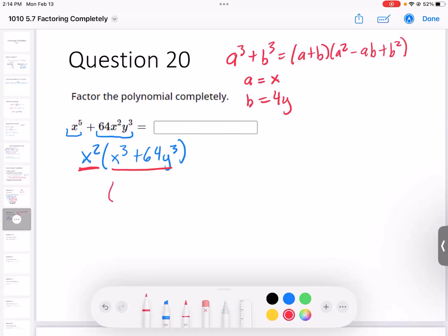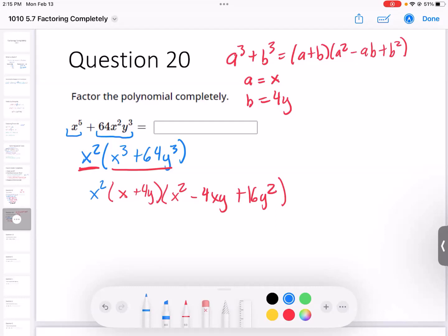And that gives me x plus 4y for this part. And then the a squared will be x squared. The minus ab will be minus x times 4y, which is negative 4xy. And then the b squared is going to be 4y squared, which is positive 16y squared, because 4 squared is 16, y squared is y squared. And that is what the sum of cubes factors to. And then I still have the x squared out front that I factored out earlier.